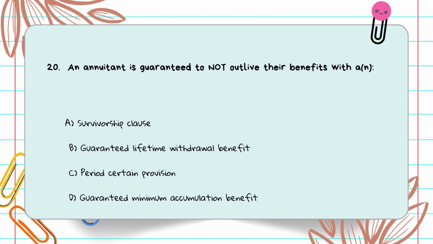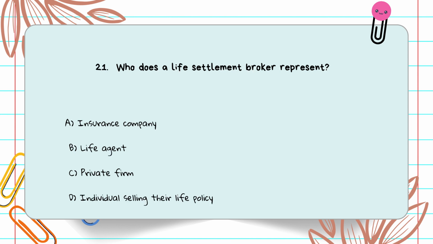Question number 20. An annuitant is guaranteed to not outlive their benefits with a: A. Survivorship clause. B. Guaranteed lifetime withdrawal benefit. C. Period certain provision. D. Guaranteed minimum accumulation benefit. A guaranteed lifetime withdrawal benefit makes sure you'll never outlive your income. It pays for life. The answer is B. Guaranteed lifetime withdrawal benefit.